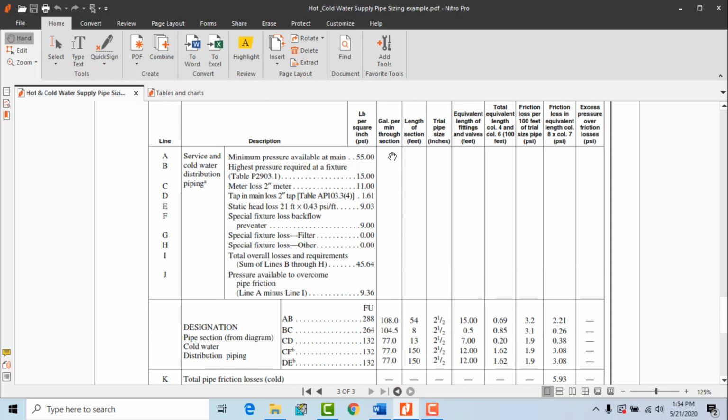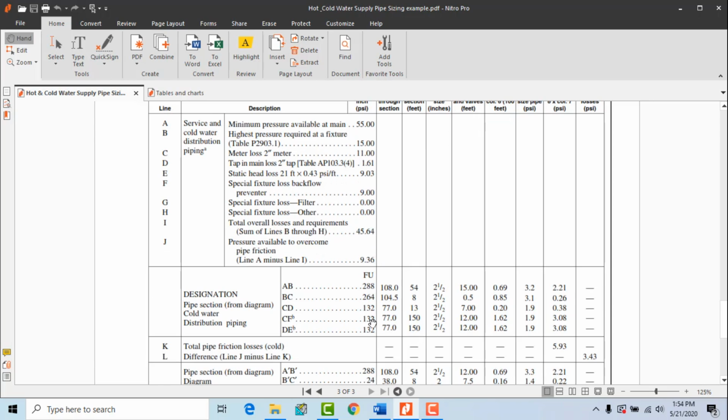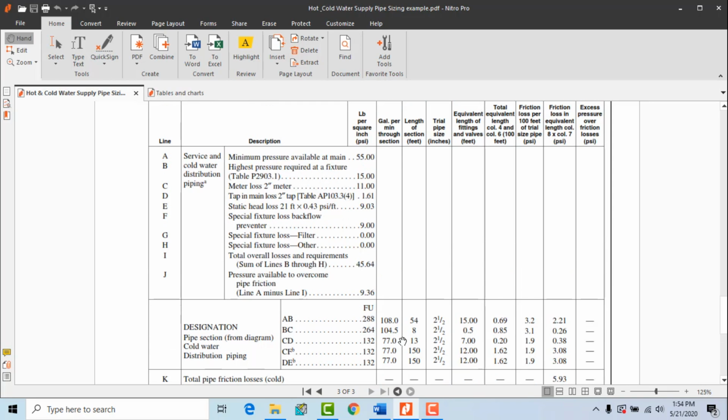So now we have to get the gallons per minute through each section, because while doing water supply pipe sizing, we have to do it using the water supply fixture unit method. So load values of fixtures must be determined as water supply fixture units. Then we need to convert them into gallons per minute to determine the peak demand. So we need to convert these fixture units into gallons per minute. So 288 fixture units, then 264.